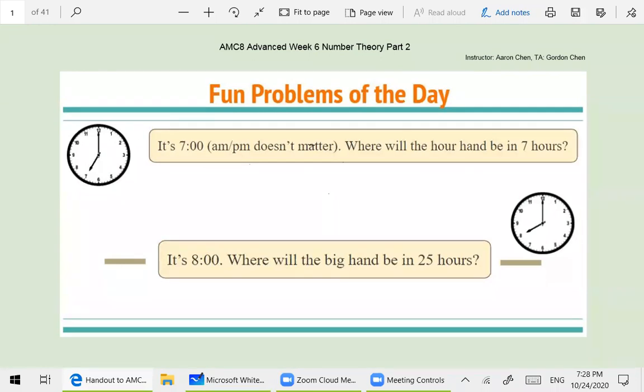Okay, so can everyone do the fun problems of the day while we're waiting for more people to come in?